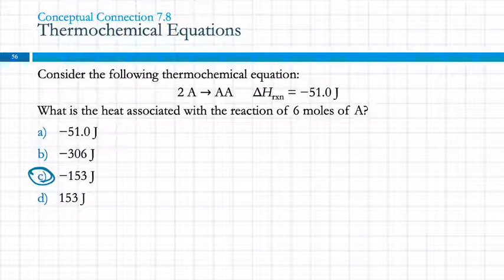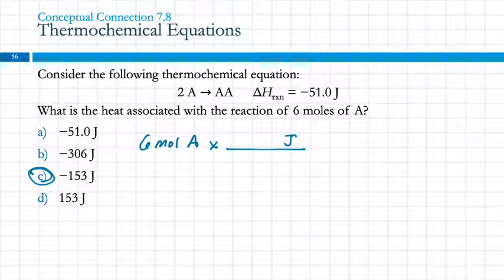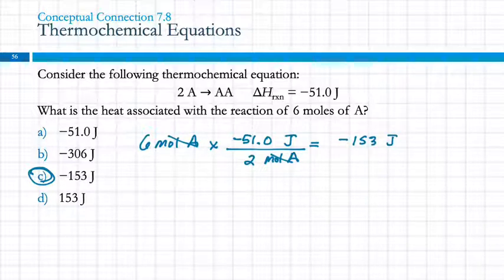The writing it out, showing your work method would be, I've got 6 moles of A, and I'm trying to convert to joules. I'm going to divide by moles of A, and then from this thermochemical equation, there's 2 moles of A for negative 51.0 joules. The moles of A cancel out, and you get minus 153 joules. Okay, does that make sense?